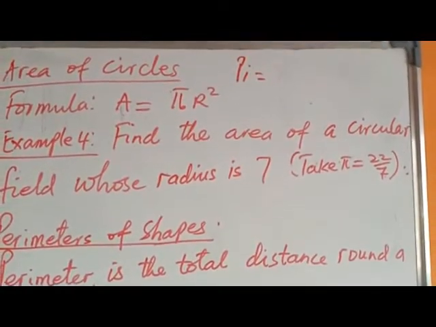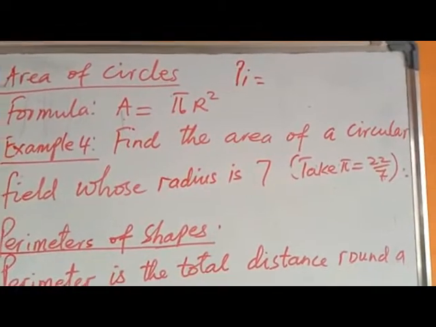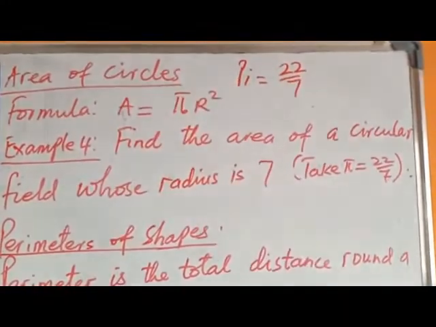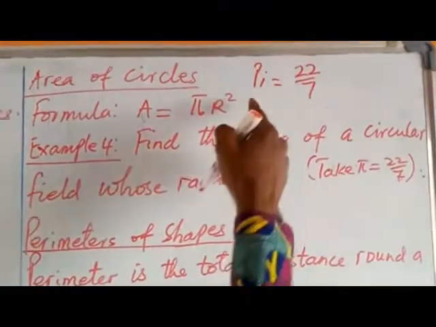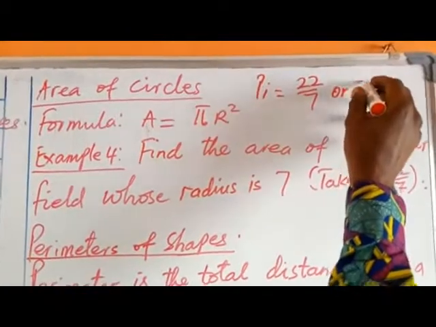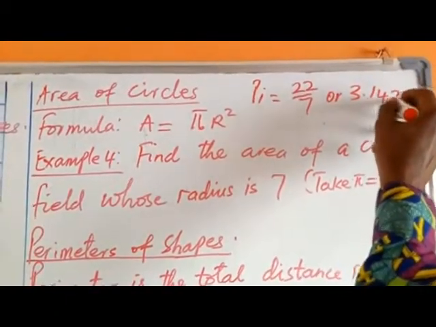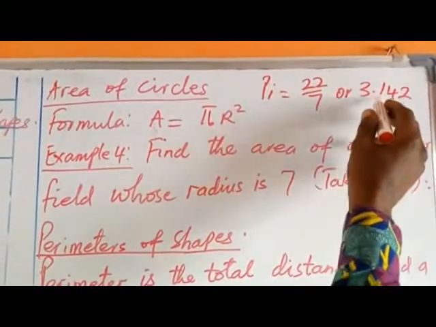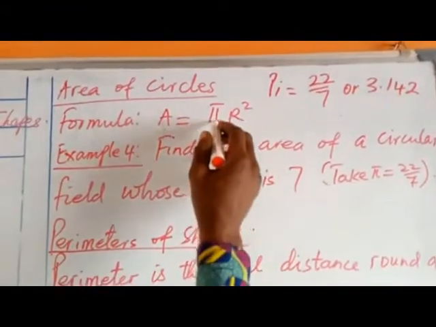What do I mean by constant? It does not change. It has a specific value which is 22 over 7. You don't need to forget this. Always remember that pi is equal to 22 over 7, or it can be written like this, 3.142. This is in decimal and this is in fraction. If you change this fraction to decimal, it will give you this. So that's the value of this.